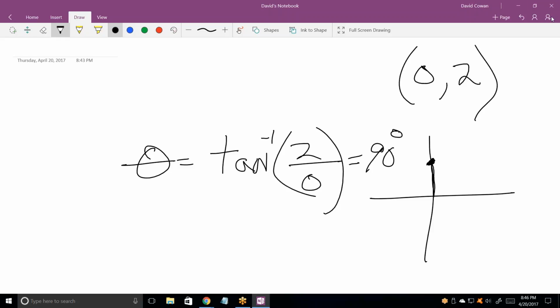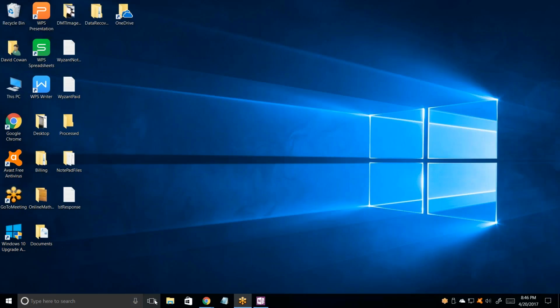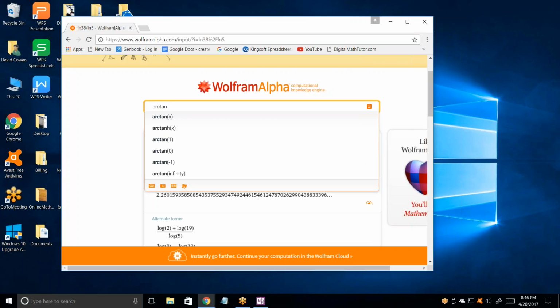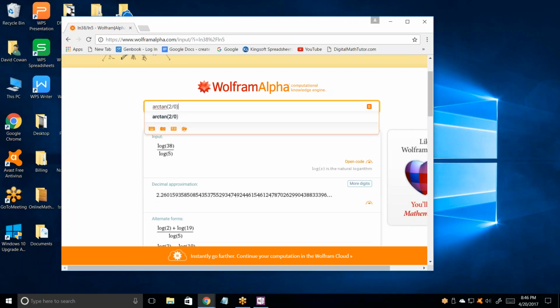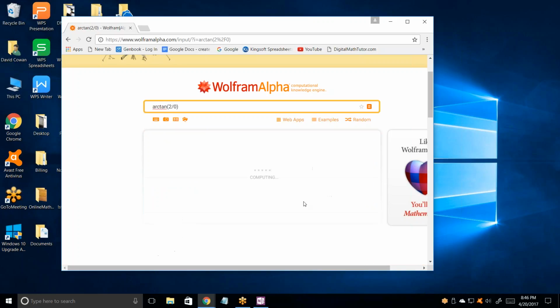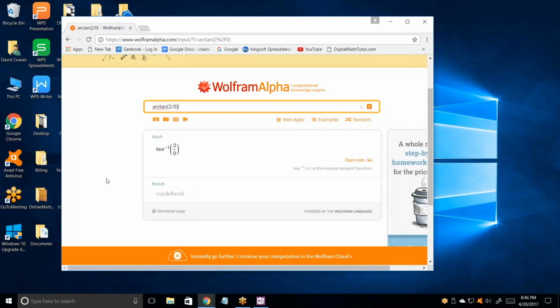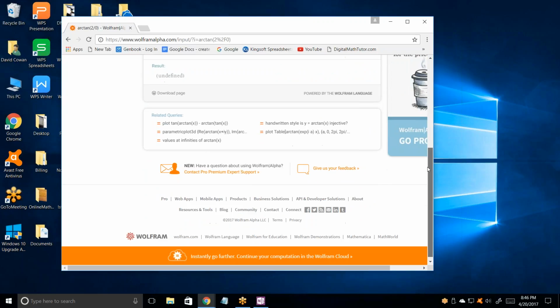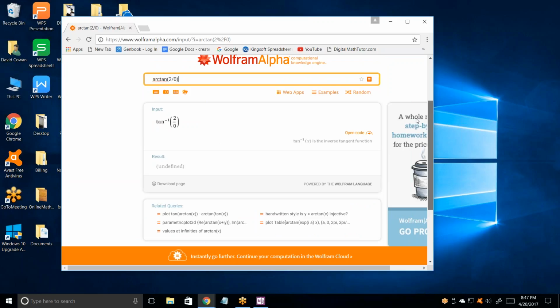I'll bet I can do it on Wolfram Alpha. Maybe in one of the newer calculators. Let me see. Well, gosh, let's see. I need arc tan of 2 divided by 0. Result says undefined, but it isn't undefined. It's 90 degrees.